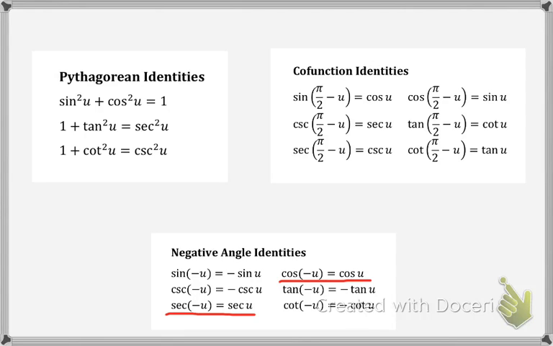So if I have the cosine of negative 30, that is the same thing as the cosine of 30. But the sine of negative 30 is actually equal to the negative sine of 30. So cosine and secant stay the same, they stay positive, whereas the sine, the cosecant, the tangent and the cotangent all have to be the opposite of the original trig function.